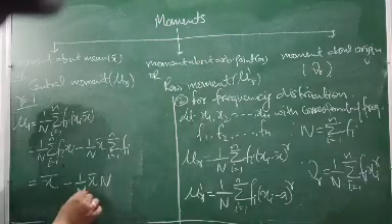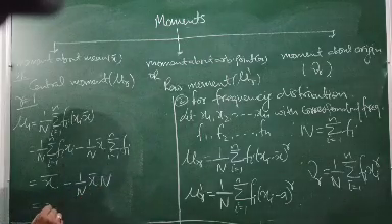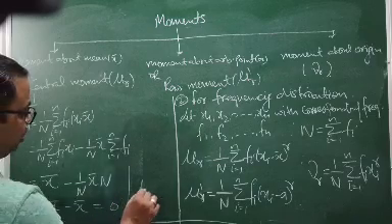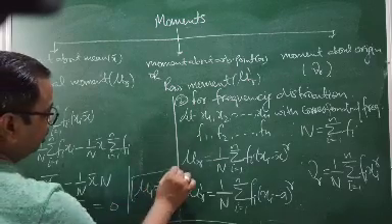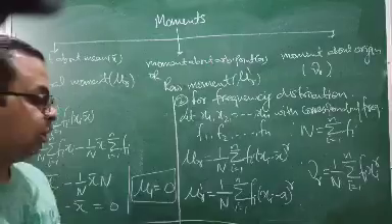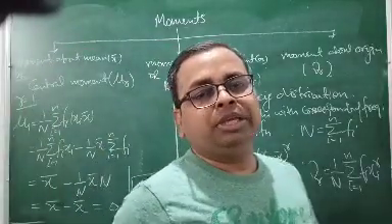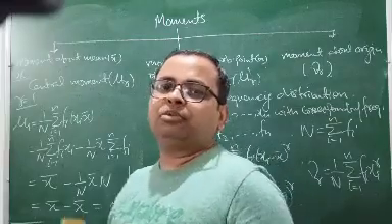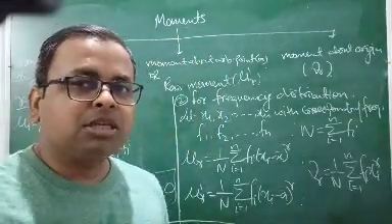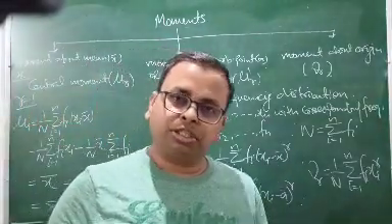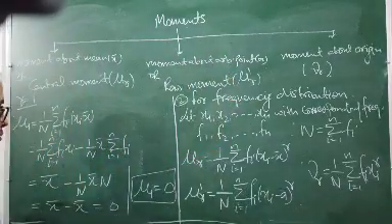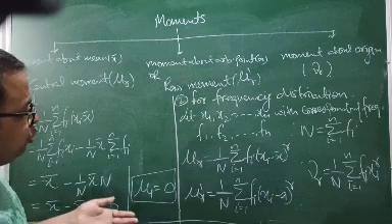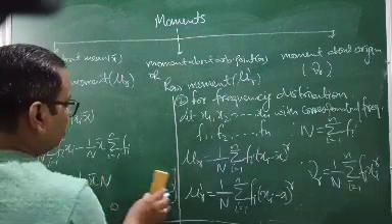Now capital N and capital N cancel, so x bar minus x bar is equal to 0. So we get the result mu 1 is equal to 0. It means the first central moment, or first moment about mean, is always 0 for any kind of distribution. Similarly, we can find the other moments mu 2, mu 3, mu 4 and so on.